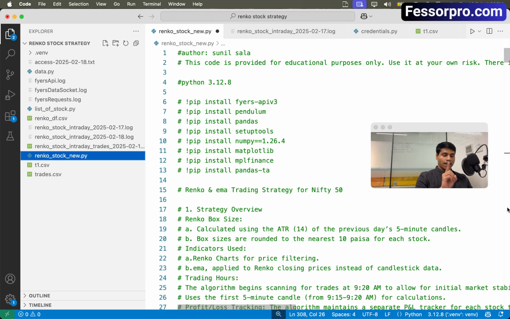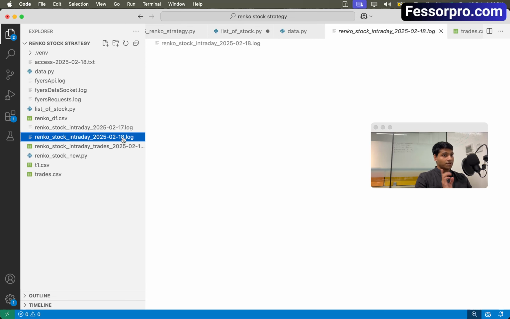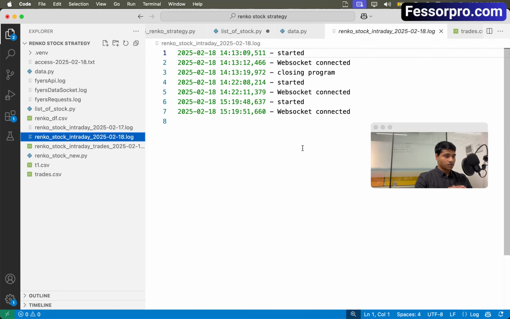There are a few more files that will be created. One file will contain all the trade information. There will also be a log file where you'll see all the log information. If something goes wrong, you have to refer to the log file to understand what went wrong and when it went wrong.